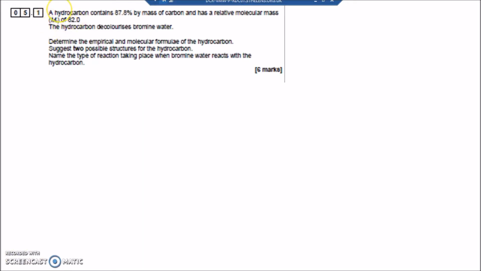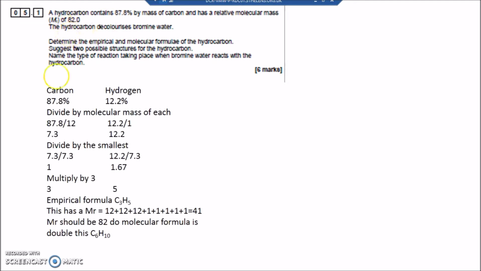Question number 5. A hydrocarbon contains 87.8% by mass of carbon. Well, a hydrocarbon's got hydrogen and carbon in it only. So the only other thing in there can be hydrogen. So 12.2% must be hydrogen. So let's do spoilers and have a look what happens next.